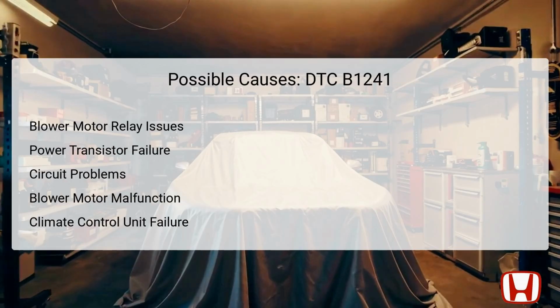The possible causes for the B1241 DTC include several electrical and mechanical failures. First, a faulty blower motor relay may prevent proper power delivery to the blower motor, thus affecting its operation. Next, a malfunctioning power transistor could lead to incorrect voltage regulation, resulting in the blower motor receiving inadequate power. Circuit problems, such as open or shorted wires, can also contribute to abnormal voltage readings.